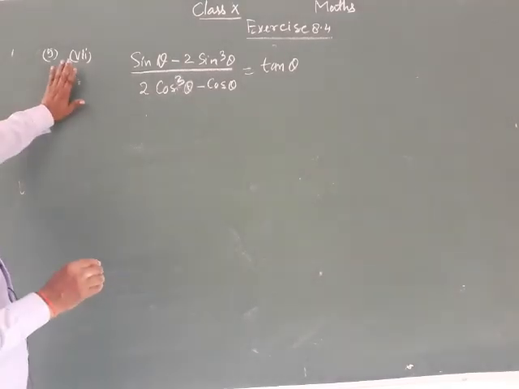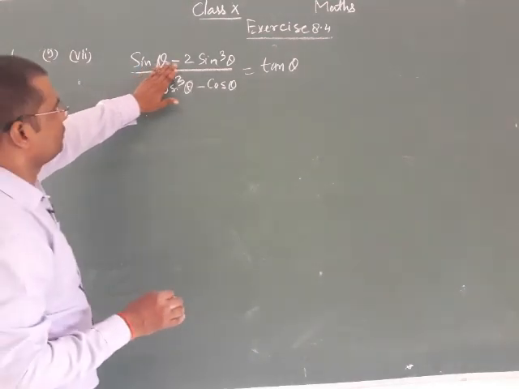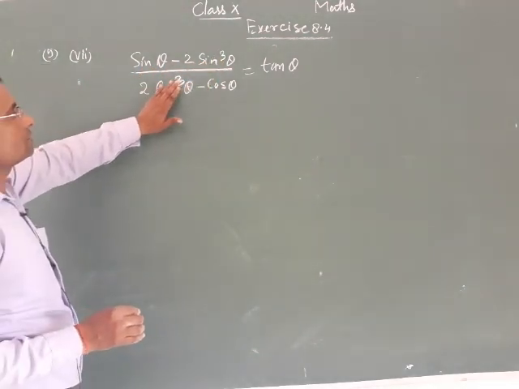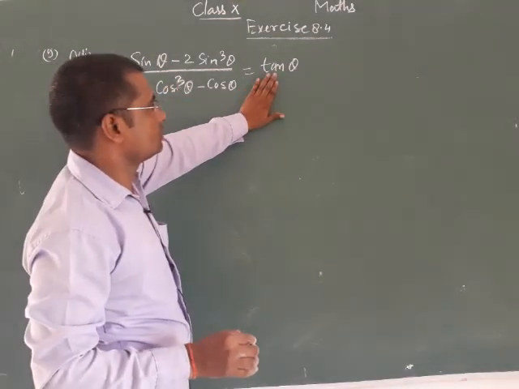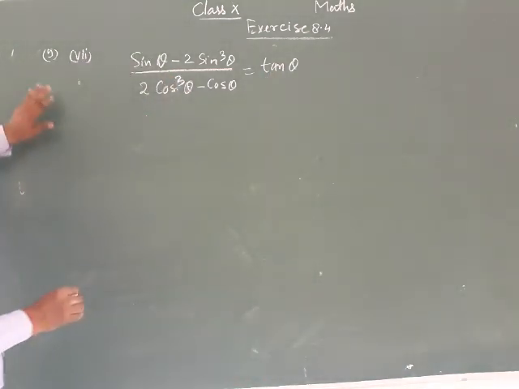Question number 5, part 7: (sin theta minus 2 sin cube theta) upon (2 cos cube theta minus cos theta) is equal to tan theta. So prove that. How can we prove it? We have to arrive at tan theta.